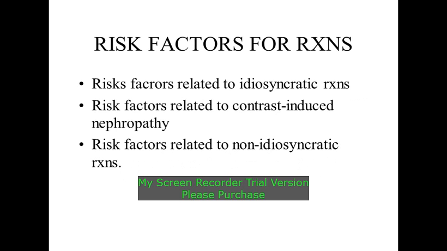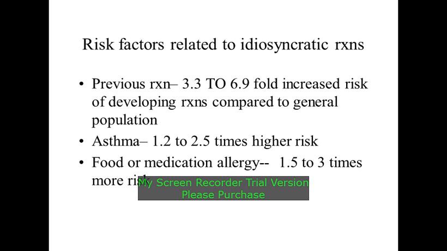Risk factors for reactions. Risk factors related to idiosyncratic reactions, risk factors related to contrast-induced nephropathy, and risk factors related to non-idiosyncratic reactions. Risk factors related to idiosyncratic reactions: previous reactions carry a 3.3 to 6.9-fold increased risk of developing reactions compared to the general population. Asthma, 1.2 to 2.5 times higher risk. Food or medication allergy, 1.5 to 3 times more risk.